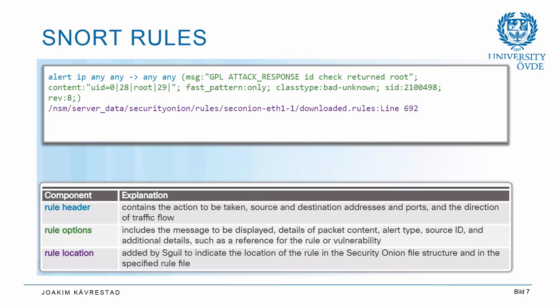And then we have the rule location, which is added by Sguil to identify the location of the rule in the Security Onion file structure.